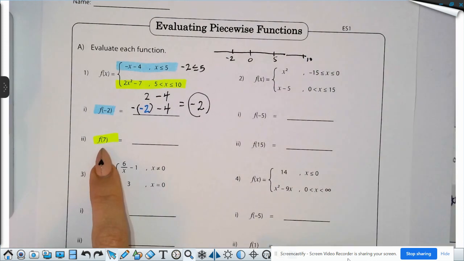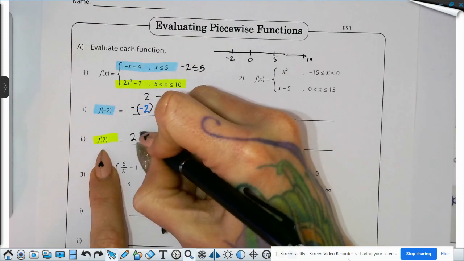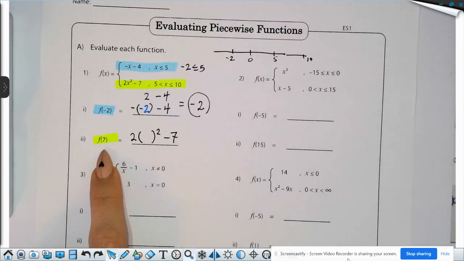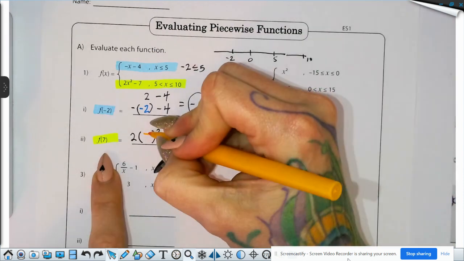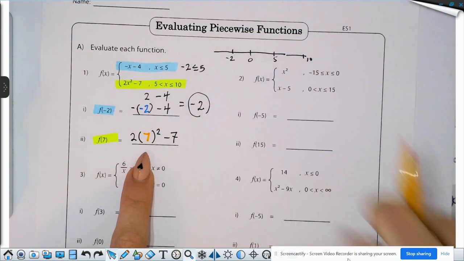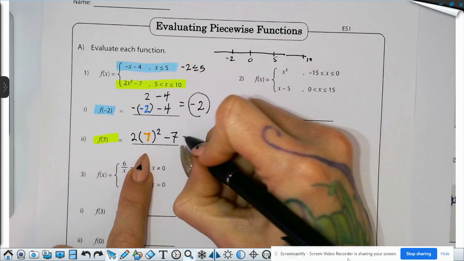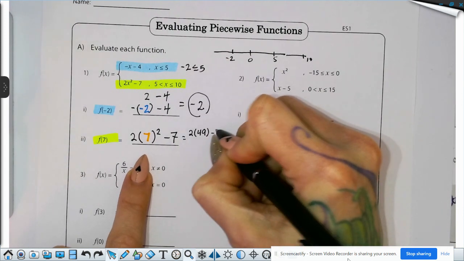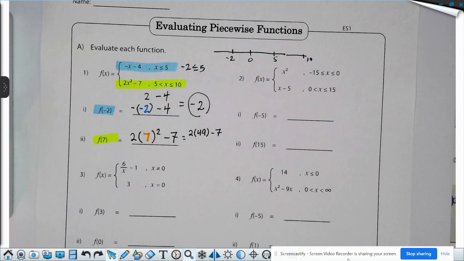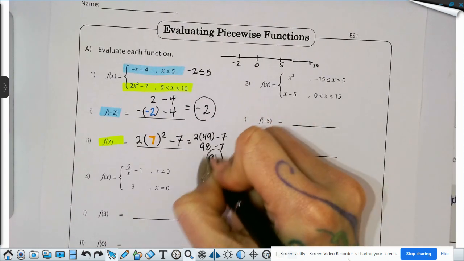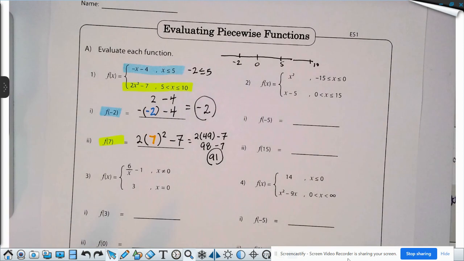For our 7, we're going back to our yellow function. So that's 2x squared minus 7, and we're going to put that 7 in the place of x. It literally replaces the x value altogether. So we're going to put a 7 in the place of where x was in the equation above. PEMDAS, so order of operations, you're going to square your 7, which is going to give me 49. So it's going to be 2 times 49 minus 7, and then 2 times 49 is going to give us 98. Minus 7 gives us 91. Ta-da, you're done with that guy.